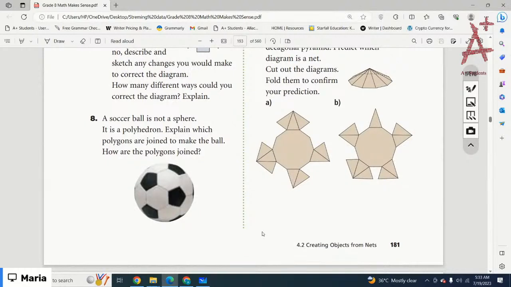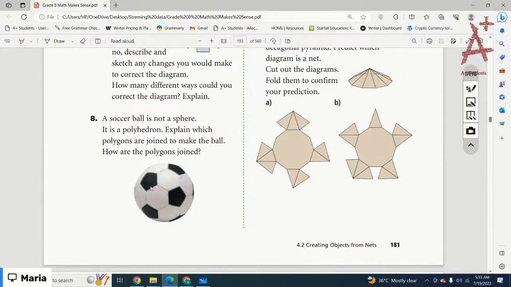One, two, three, four, five. You can see that each piece has five sides. That means the piece is a pentagon. Got it? The soccer ball is made of about 10 of them.